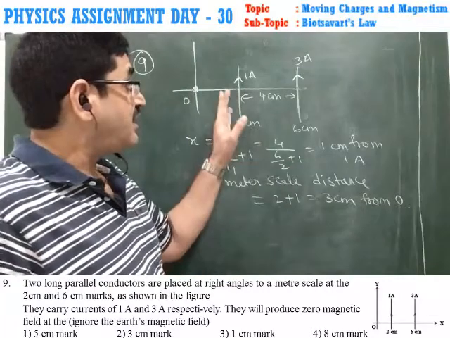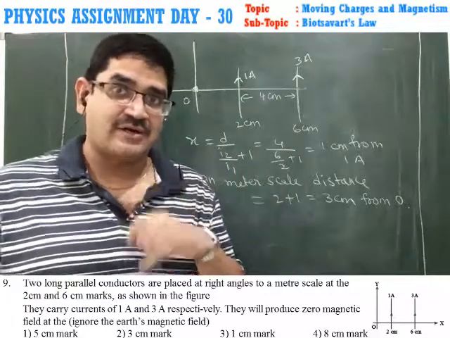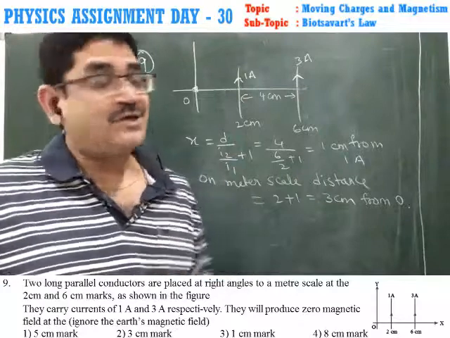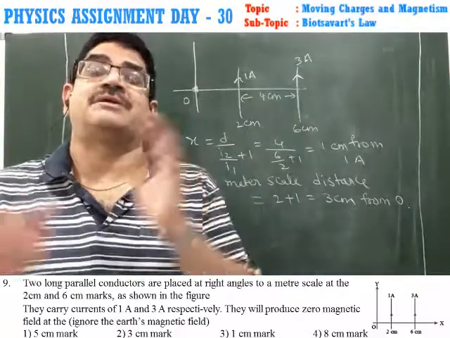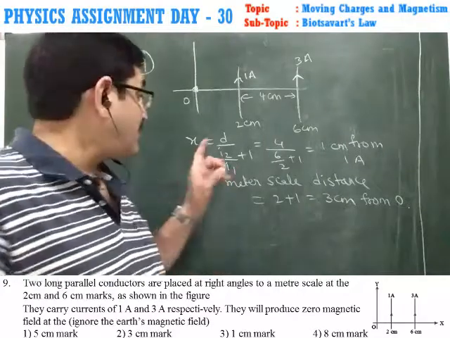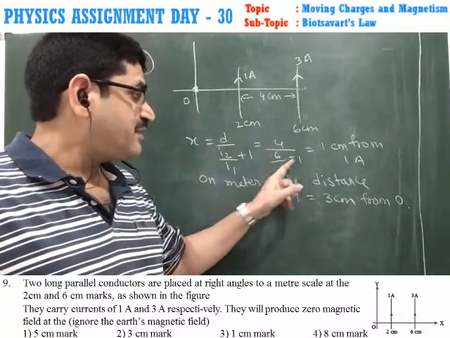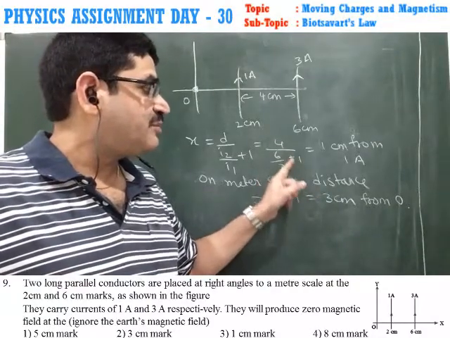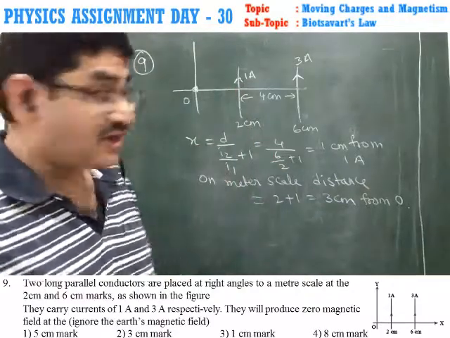At the 2 cm mark of the meter scale one conductor is there, at 6 cm there is another conductor. So what is the distance between these two conductors? 6 minus 2, 4 centimeters. The current carrying conductors, one is carrying 1 ampere, the other is carrying 3 ampere, both in the same direction. When both are in the same direction, you will get X equal to D by (I2 by I1 plus 1), which is equal to 4 by (6 by 2 plus 1). So you know the formula for the null point. You will get 3 plus 1, 4, 4 by 4, 1 centimeter. From the 1 ampere current, 1 centimeter, you will get the null point.